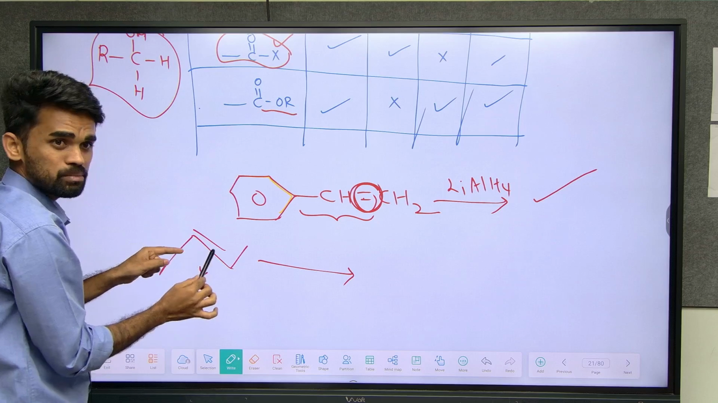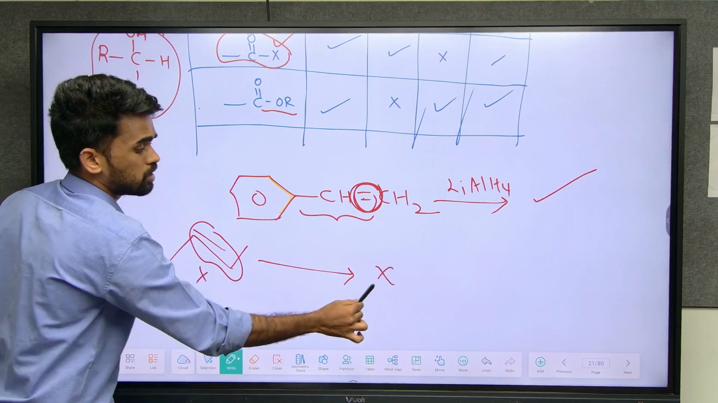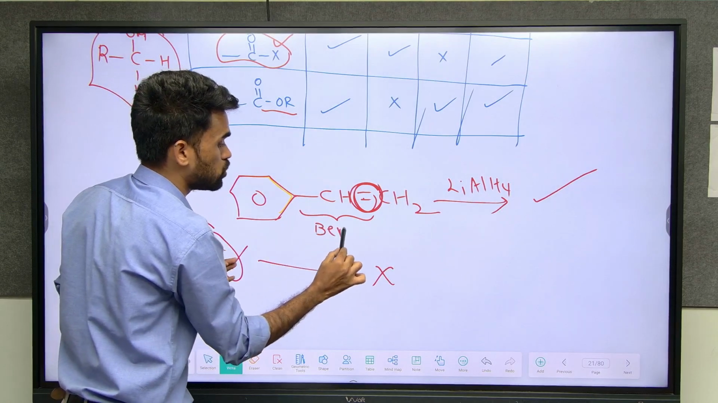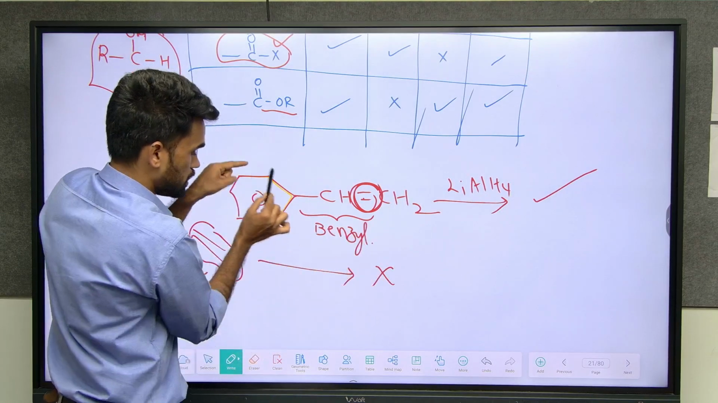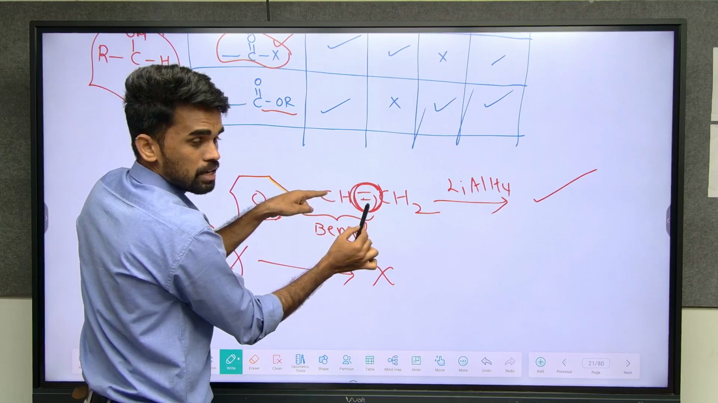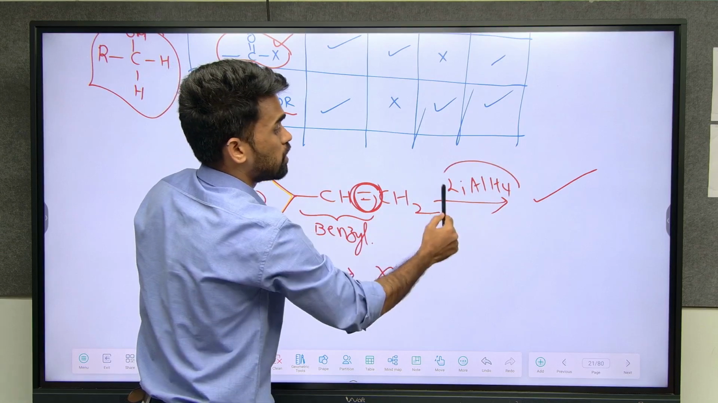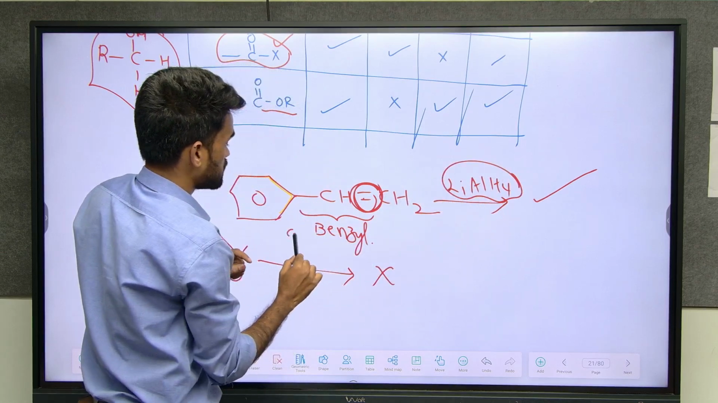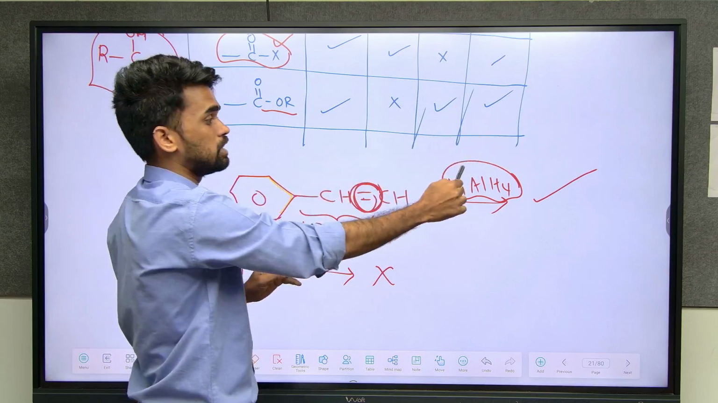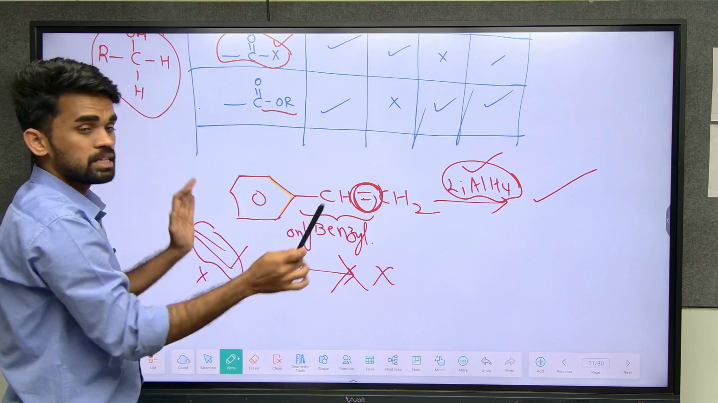Normal alkene means wherever you are seeing normal double bonds, those won't be converted, but specifically I am saying these benzylic positions. See, this is a phenyl ring, with an adjacent carbon double bond. Can I say this is a benzylic alkene? Yes, this can be reduced to alkanes upon treating with what? Only benzylic position alkenes can be reduced by lithium aluminium hydride. Normal alkenes, no reaction. This is the thing you need to remember.